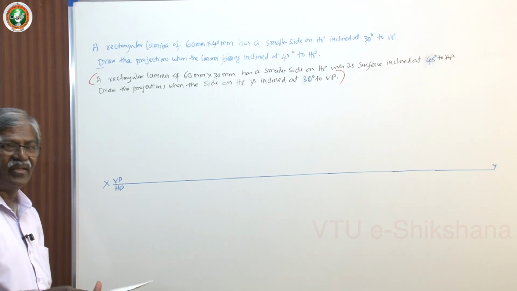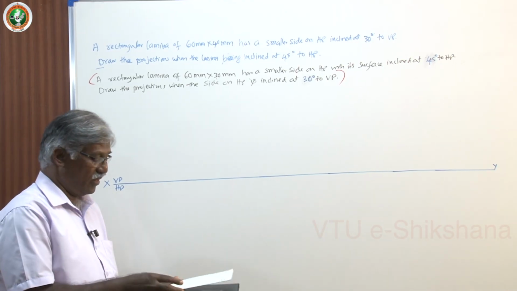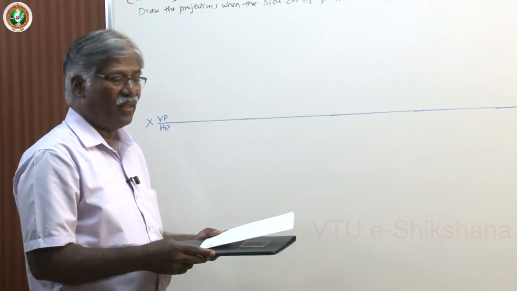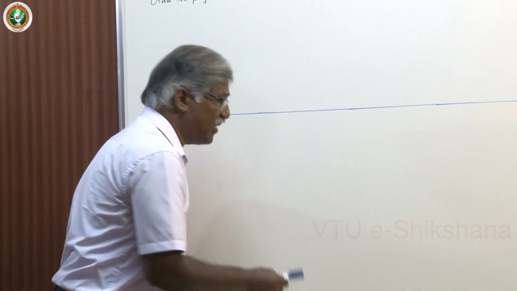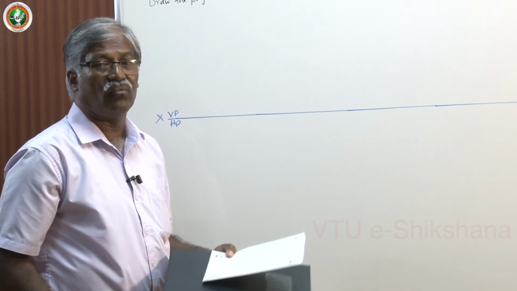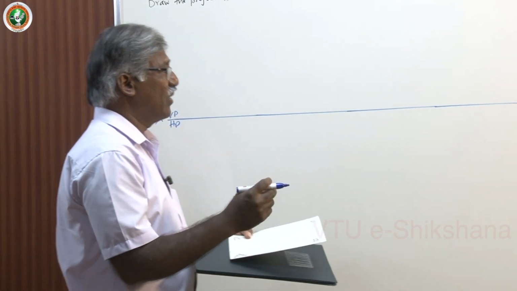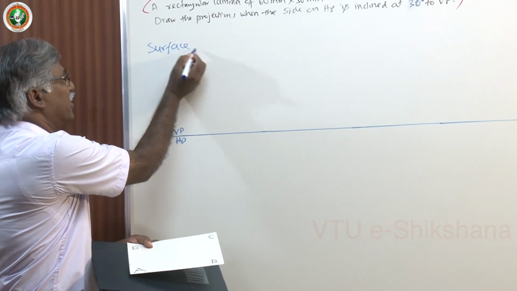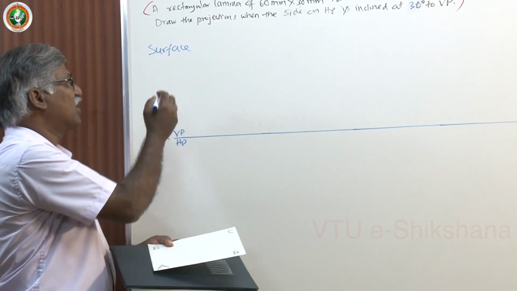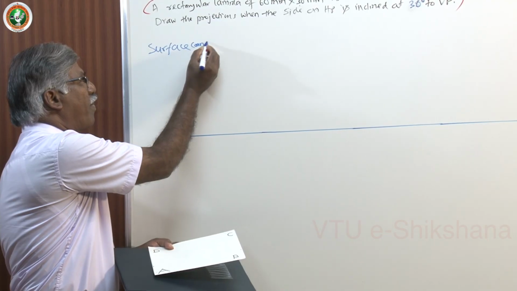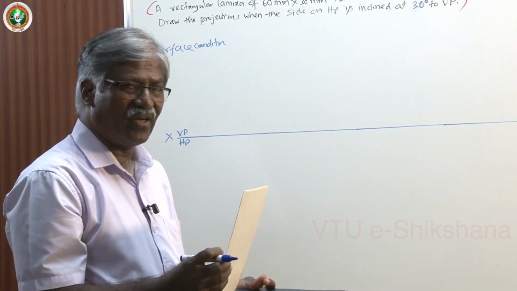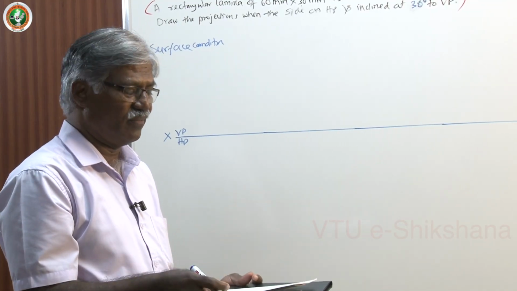Use the model and give information to you. These are longer edges, these are smaller edges. The surface inclination is very important to start with any problem. I will refer to this as the surface condition in future. Surface inclined to which plane? Horizontal plane.